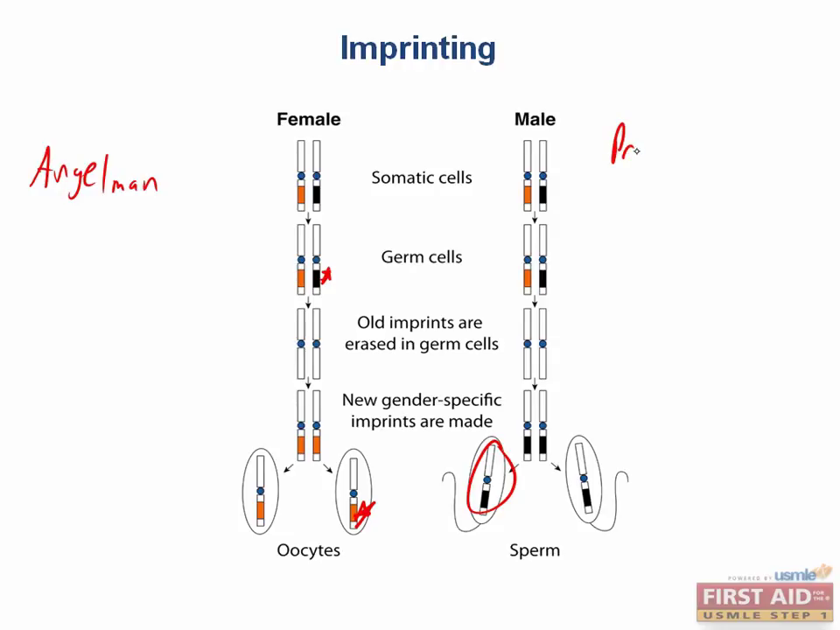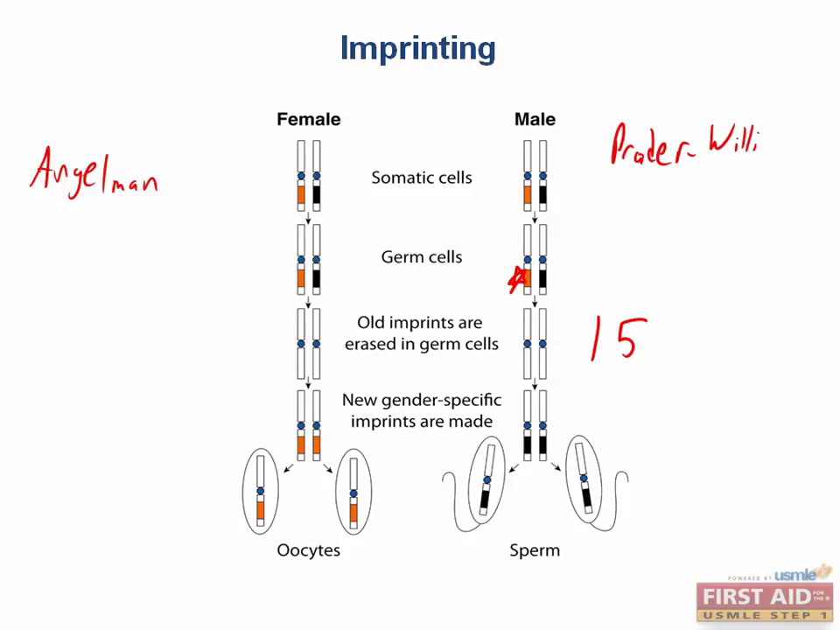Now, Prader-Willi syndrome is similar, but is due to a deletion or mutation of a normally active paternal allele and an imprinted maternal allele. So it's basically the exact opposite as Angelman syndrome. Patients with Prader-Willi will have intellectual disability, hyperphagia, obesity, hypogonadism, and hypotonia. The genes that cause both of these are in chromosome 15.